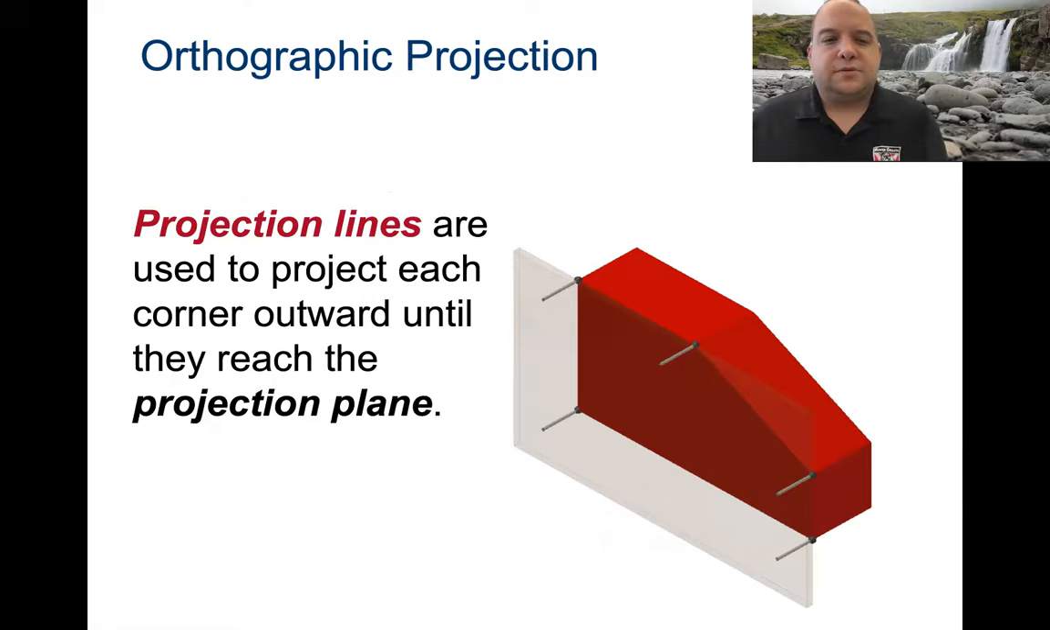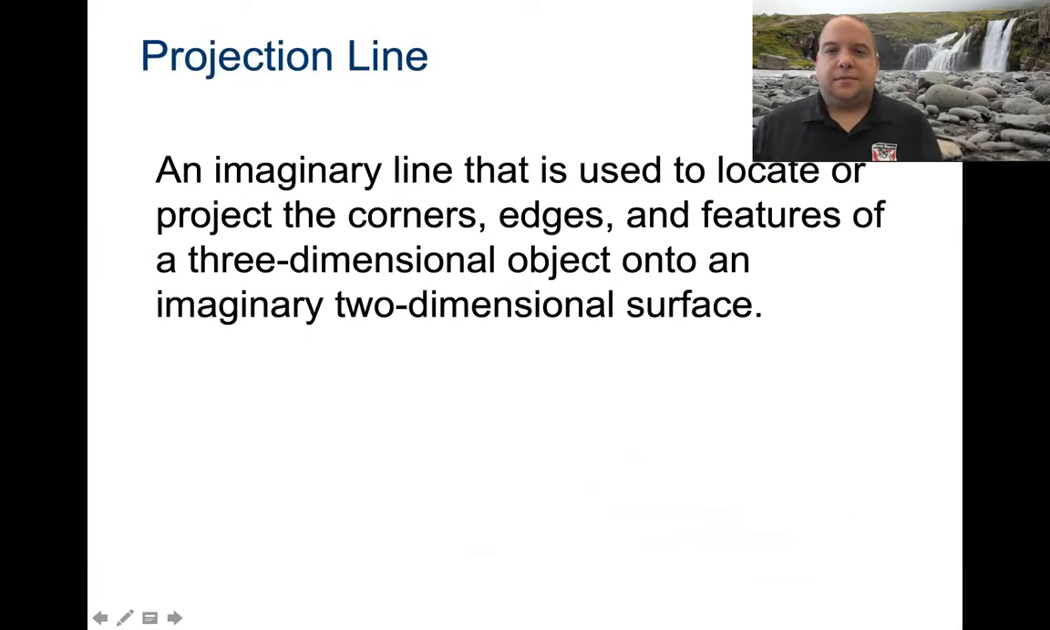Projection lines are used to project each corner outward until they've reached the projection plane. So they have pulled this imaginary glass box around and they brought those points out to the plane. When they are constructing their front view, they have determined where those points are going to land. A projection line is an imaginary line that is used to locate and project the corners, edges, and features of a three-dimensional object on an imaginary two-dimensional surface.